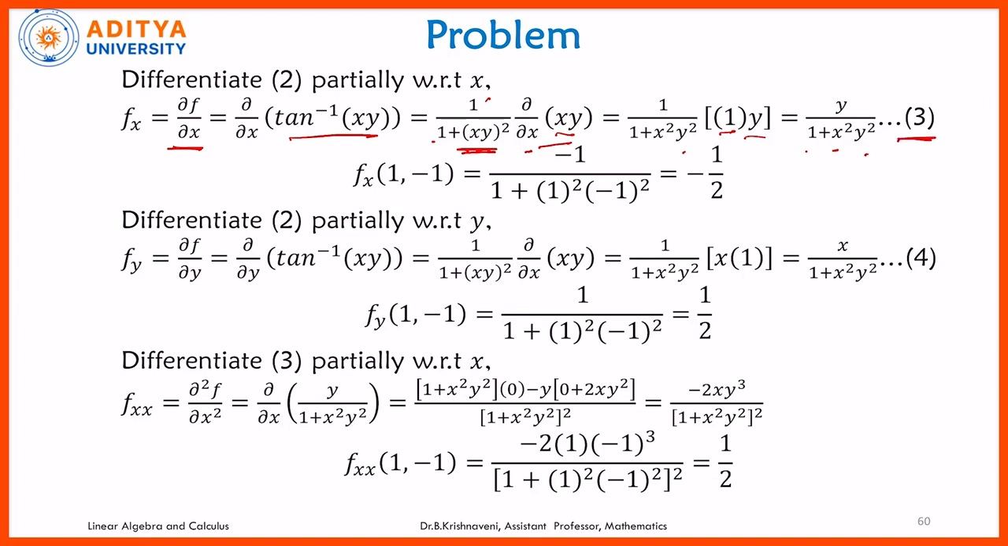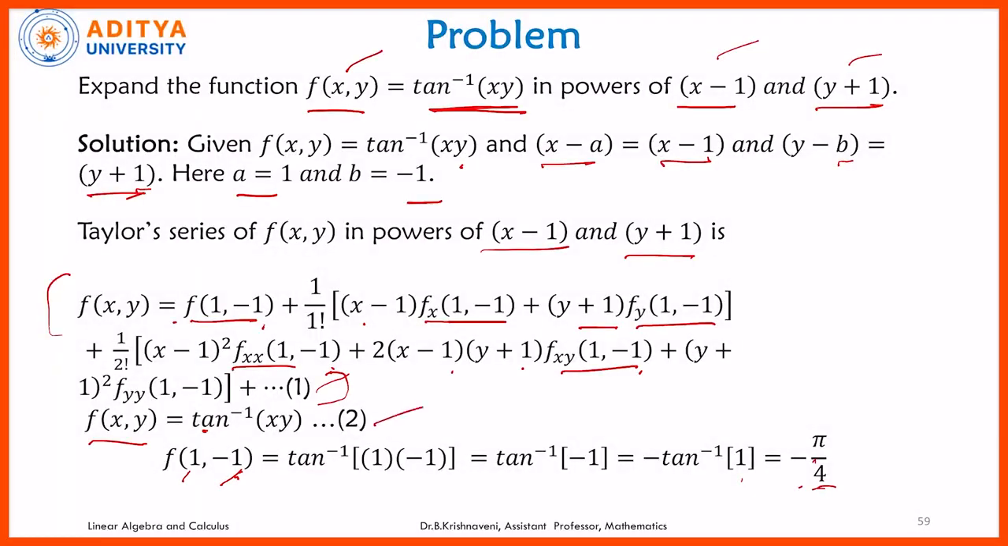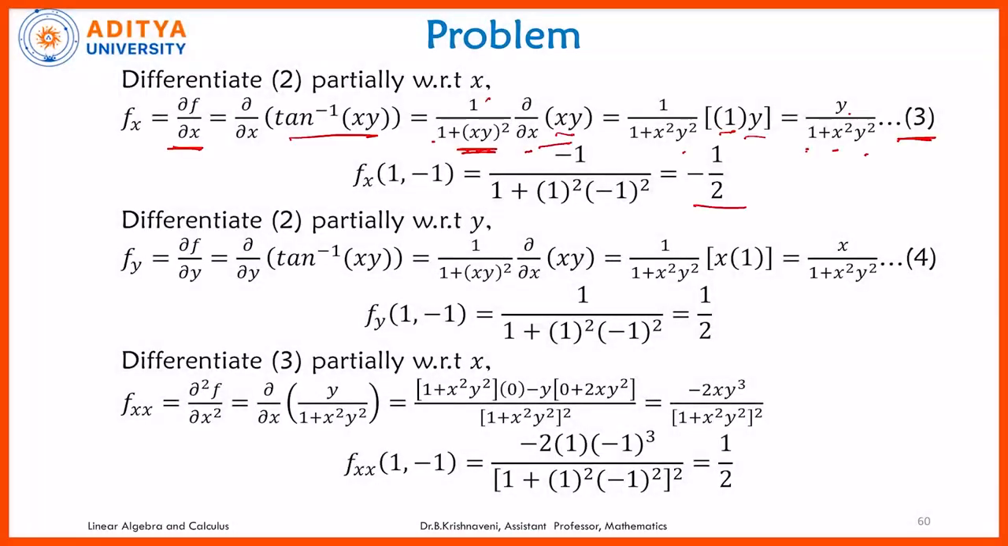Now find fx(1, −1), taking x equal to 1, y equal to minus 1 in this: minus 1 divided by 1 plus 1 square times minus 1 whole square, that is equal to minus 1 by 2. Next, differentiate the given function with respect to y, which is fy.